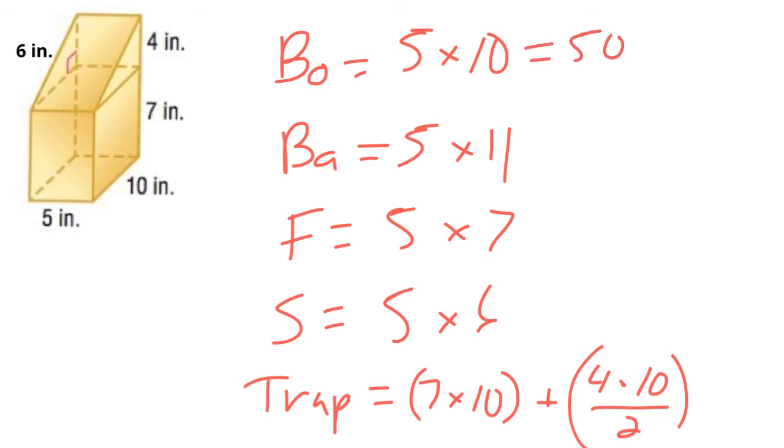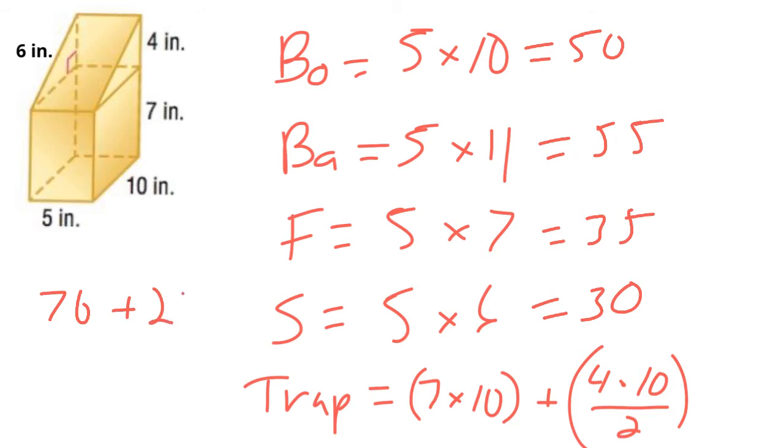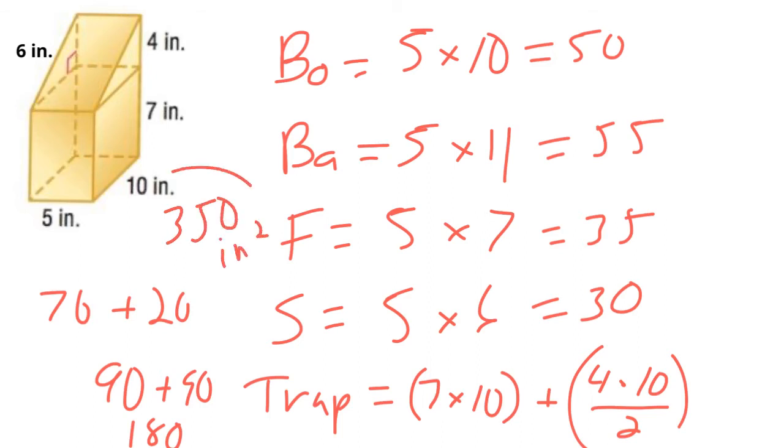This would be 50. This would be 55. This would be 35. This would be 30. And this, the trapezoid, ends up being 70 for the rectangle and 20 for the triangle, and that adds up to 90. But since there's two of them, two sides, we have to double it, and that would be 180. And now we just need to add these together. 50 plus 55 plus 35 plus 30 plus 180 gives us an answer of 350 inches squared for the surface area of that shape.